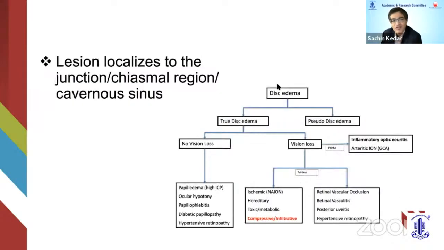So your lesion is now localizing to the junction of the optic nerve and chiasm, probably the cavernous sinus because of trigeminal involvement. And as you again go along this path, there is vision loss, painless, with other neurological signs. You strongly suspect a compressive or infiltrative lesion. You are going to get imaging.